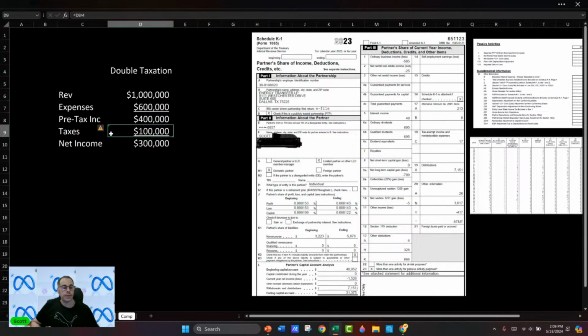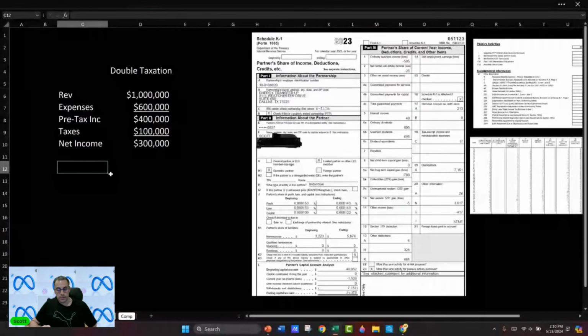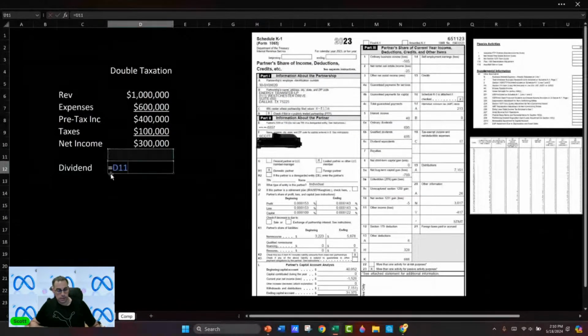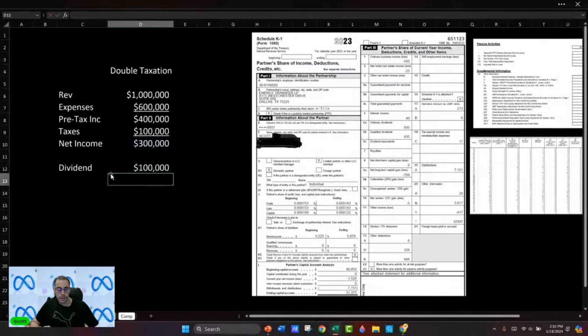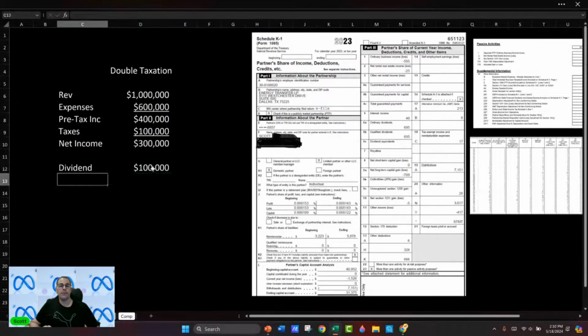So net income for this company is $300,000. And then if the company pays you a dividend, let's pretend they pay out 100% of their net income in dividends. Let's pretend you own a third of this company, and you can pretend it's a publicly traded company. You get $100,000 of dividends for the year from this company.